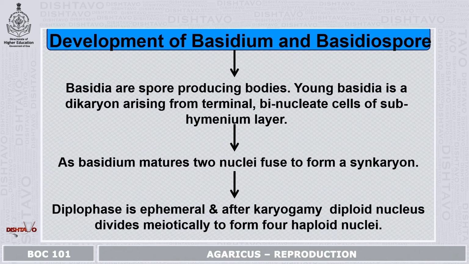Now, if you see the development of the basidium and the basidiospores, they are formed on the undersurface of the gills. If you take a section of the gill, you will see three layers, students: trama, subhymenium, and hymenium. The hymenium will produce the basidia, and the basidia are the spore-producing bodies. The young basidium is a dikaryon, arising from the subhymenial layer, and it is made of binucleate cells.